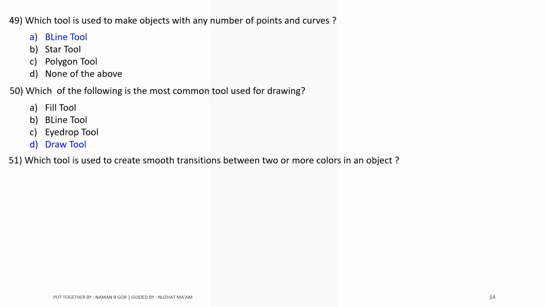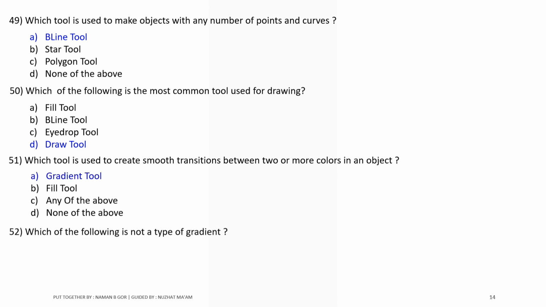Question number 51. Which tool is used to create smooth transitions between two or more colors in an object? The options are A. Gradient tool, B. Fill tool, C. Any of the above, and D. None of the above. And the correct answer is A. Gradient tool.